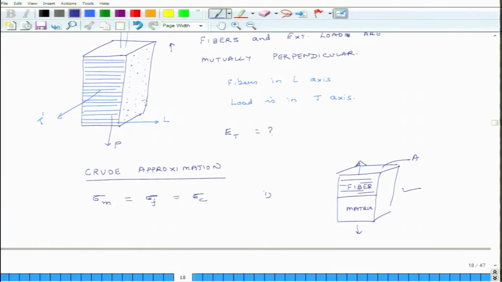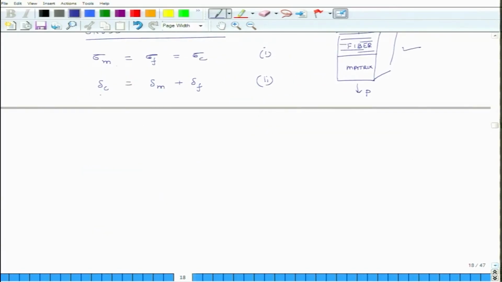So, this is one. The other thing is that when I pull, because of this load, the whole composite will extend, it will become longer. So, the extension of the composite, delta C, is equal to the extension in matrix plus the extension in fiber. This is the second. So, what we will do is take the second equation and divide it.